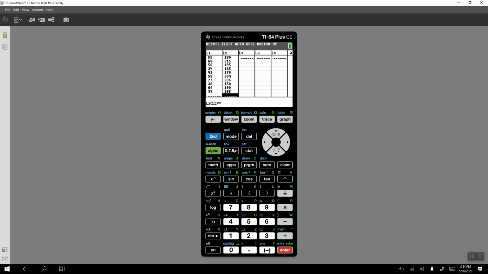Now I'm going to exit this. Again, I'm just going to go to second and then quit. So second, quit, there we are. All right, awesome. Looking good so far. Now what I'm going to do is run a linear regression t-test. In order to do this, we're again going to hit stat.